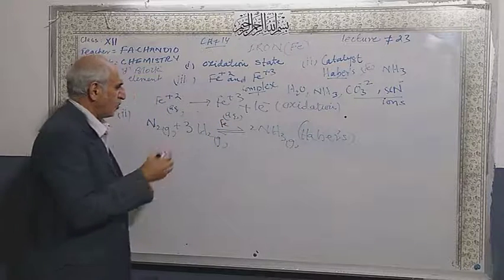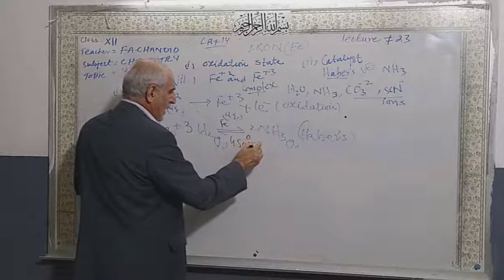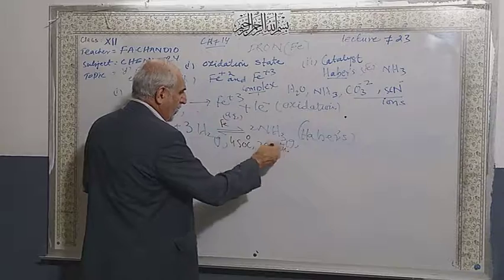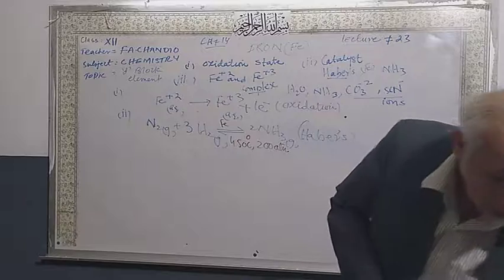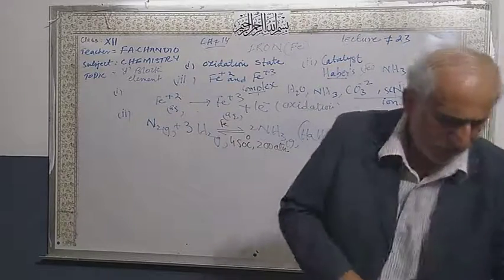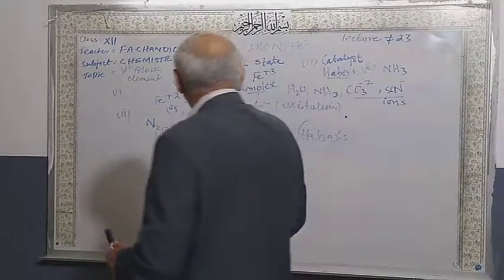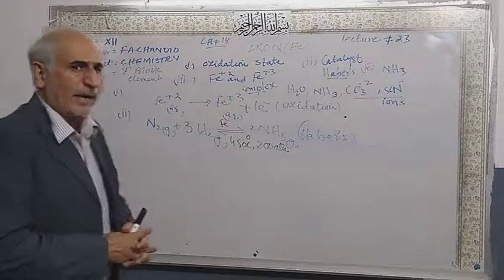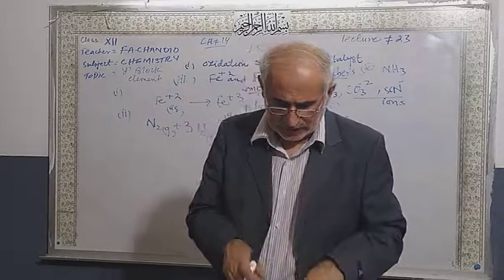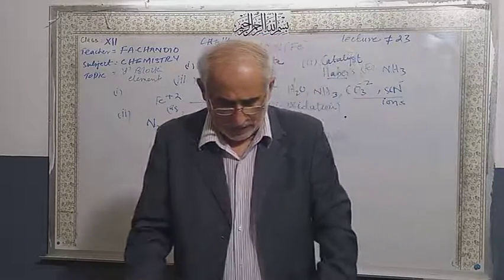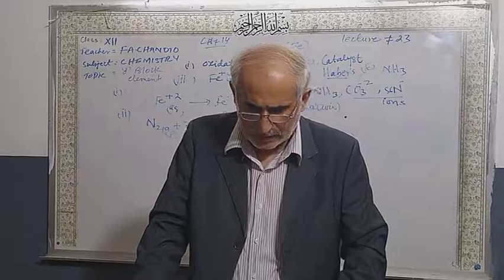Iron acts as a catalyst, at 450 degrees Celsius and 200 atmospheric pressure. So 200 atmospheric pressure is going to be applied. This is the Haber's process where a catalyst is used. A catalyst is a substance which accelerates the chemical reaction, increasing its speed. The nitrogen reacts with 3 moles of hydrogen to form ammonia gas.